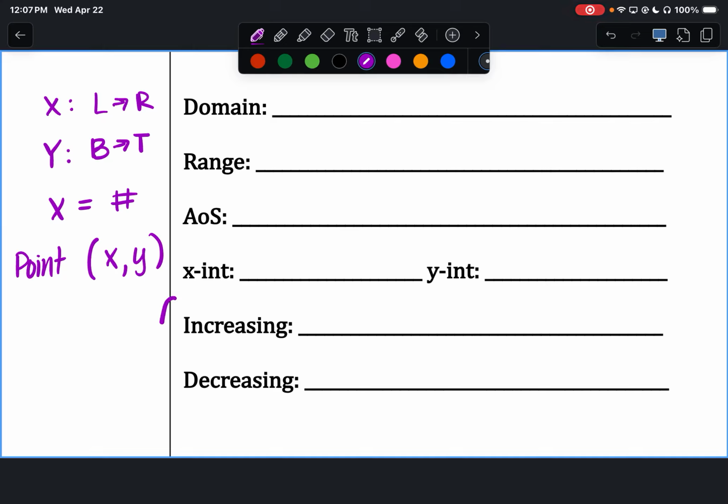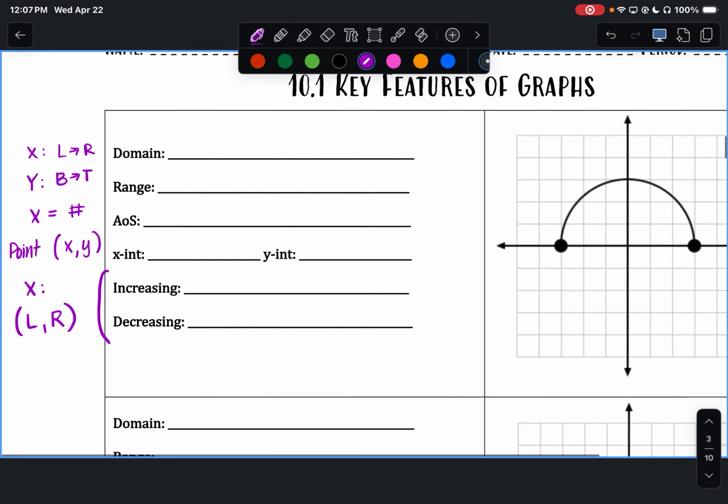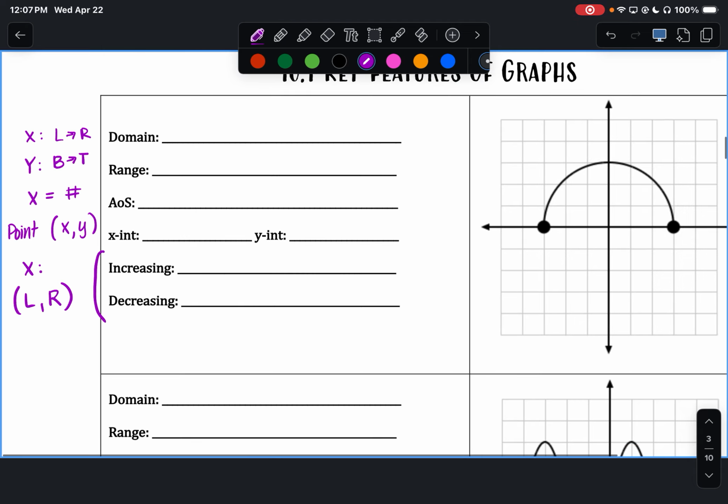For increasing, decreasing, and constant, that doesn't have constant right there, but if it did, okay, you use your x values, and you go from left to right, and these will always be in parentheses, okay? So that is what we are checking for these, and we're going to use our graphs to do that. So we're going to go ahead and look at this graph here to the side. What is the domain of that graph?